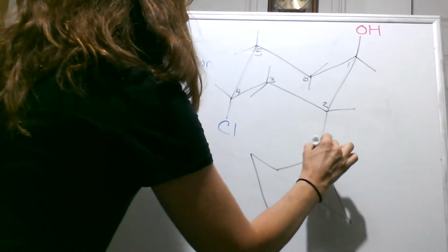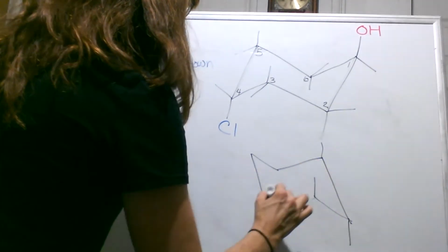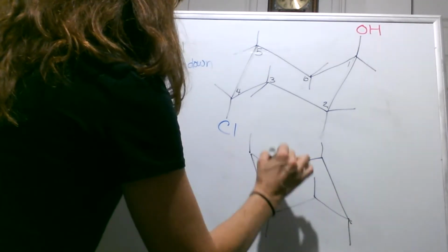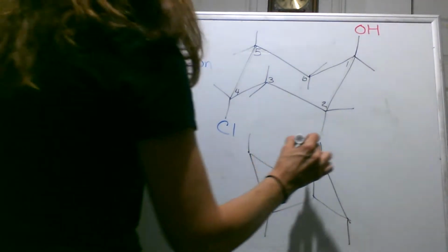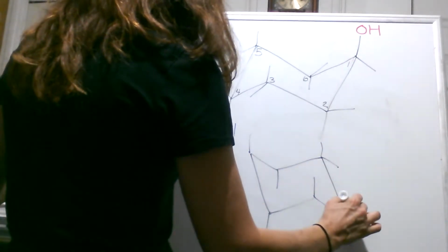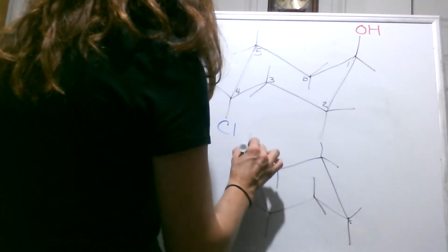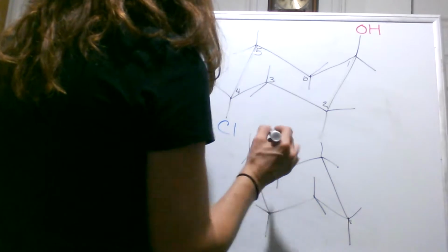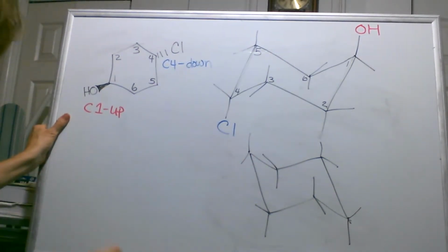Keep making that one too long. So up, down, up, down, up, down. And then we'll write in the equatorial bonds. Down, up, pointing to the nearer carbon, up, pointing to the nearer carbon. And then we'll number the carbons.